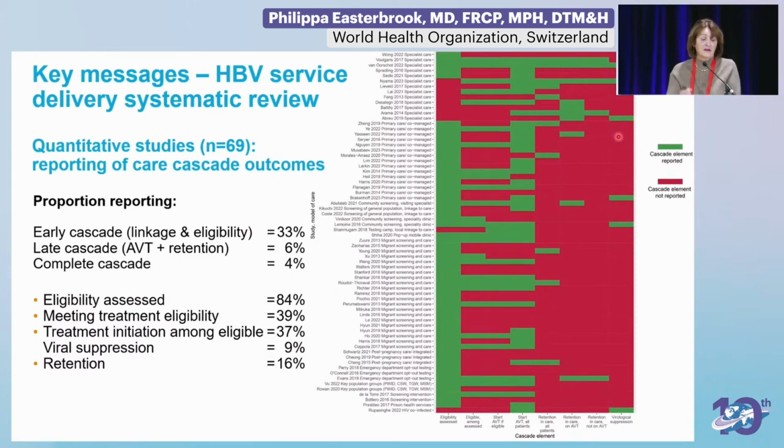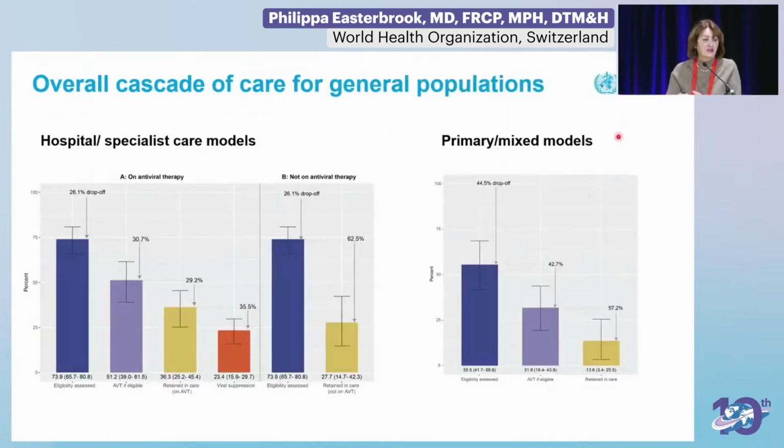A key message was, and this is a traffic light that's really looking at what data these various cohorts had across the cascade of care, with the red showing where there's no data, the green where there's data. So for the early part of the cascade, numbers tested, numbers linked to care, we had a moderate level of data, but data on adherence, data on viral suppression, data on retention in care was very sparse. And these are core measures of quality of care in HIV.